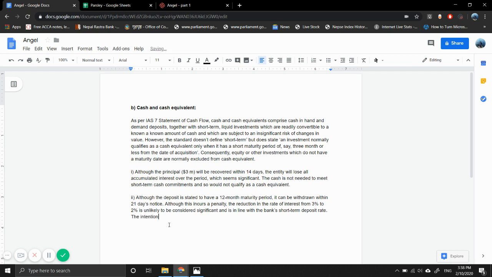The intention of management is to keep these funds available for short term cash needs, and so this deposit is likely to qualify as cash and cash equivalent.